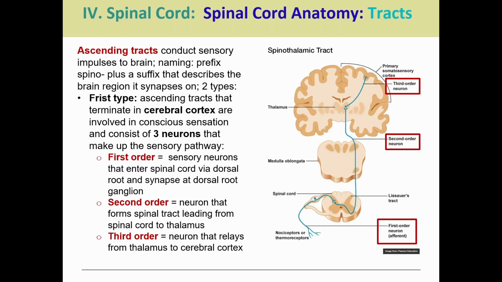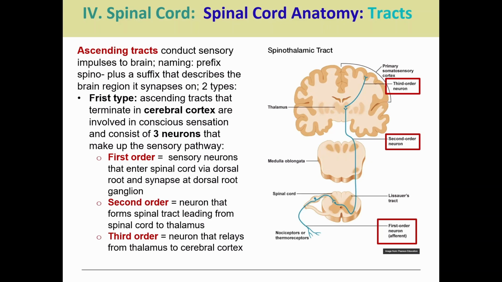So let's talk about some ascending tracts. So you notice that we have spino in the front. And these are, if we look at, we have 1, 2, 3 neurons. So these tracts are going to go from the receptor, from whatever is detecting the change, up through the spinal cord, up to the cerebral cortex. And again, there are 3 neurons.